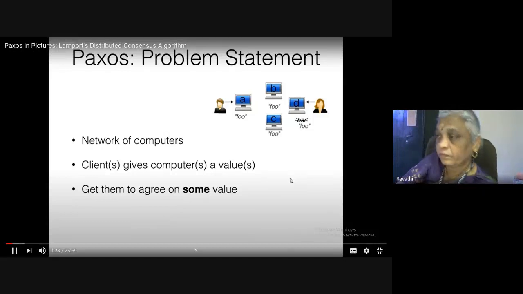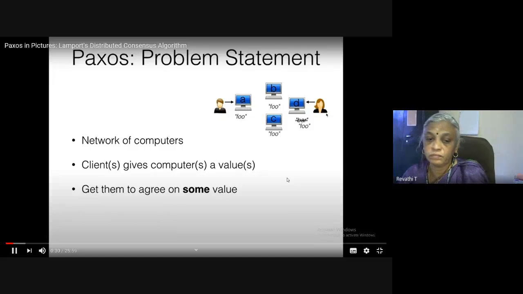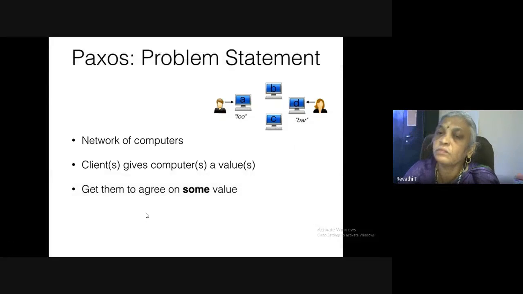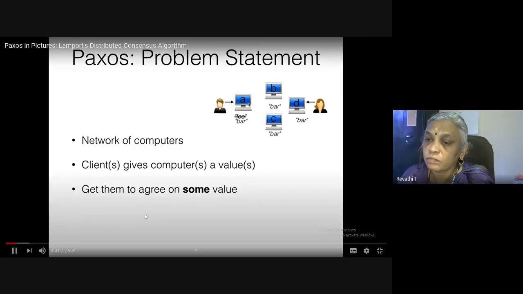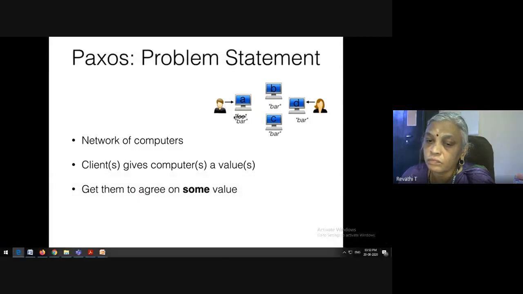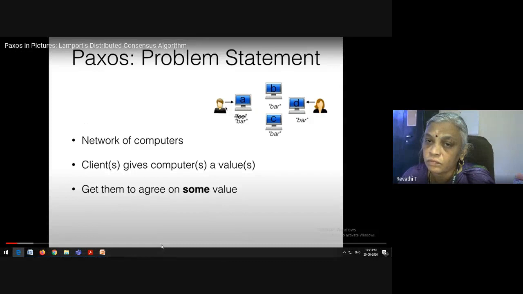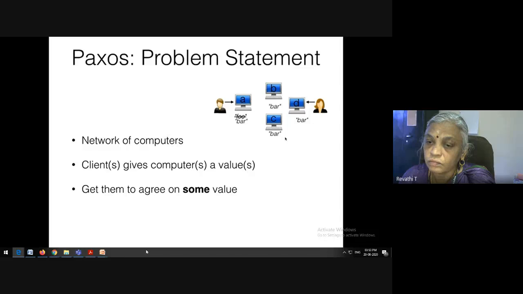So maybe they all agree on the value of foo, and computer D has to tell the client, sorry, your value of bar did not get accepted, we all came to consensus on foo. Or maybe just as valid, all the computers come to the consensus on the value of bar, and then computer A has to give the bad news that foo didn't get accepted back to its client. So that's the idea here, and the whole goal of Paxos is to have computers be able to reach consensus when you have no guarantees about the timing of when clients may propose messages, or even how long the communication messages may take in between the computers themselves. So it's kind of a hard consensus problem, and Paxos addresses it.